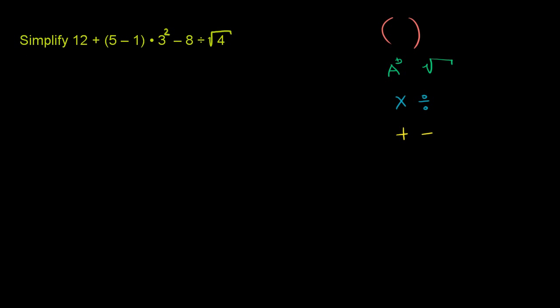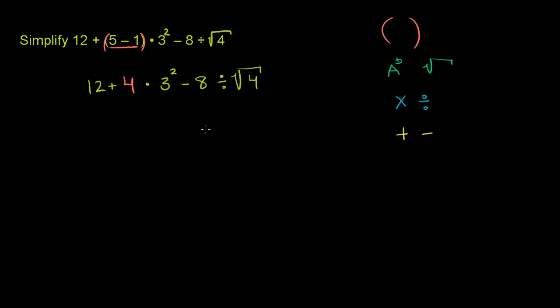So we have one set of parentheses right there, and inside you have 5 minus 1. So we want to evaluate that first of all. 5 minus 1 is 4. So our problem becomes 12 plus, the 5 minus 1 is 4, times 3 squared minus 8 divided by the positive square root of 4, the principal root of 4.